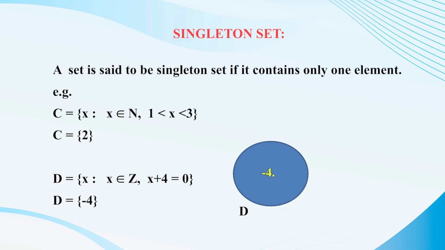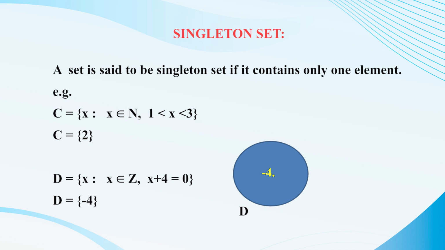As evident from its name, a set is said to be a singleton set if it contains only one element. For example, if we have set C containing x such that x is a natural number and x lies between 1 and 3. Now, there is only one natural number which is greater than 1 and less than 3. Yes, it is 2. Then C will have the single element 2 in it.